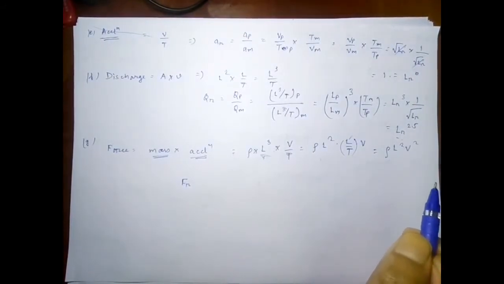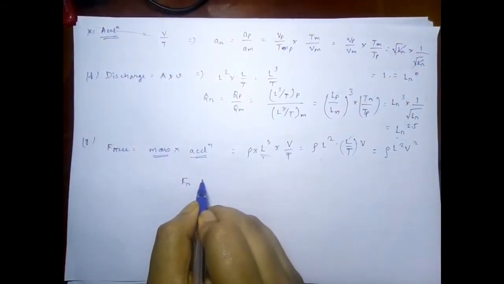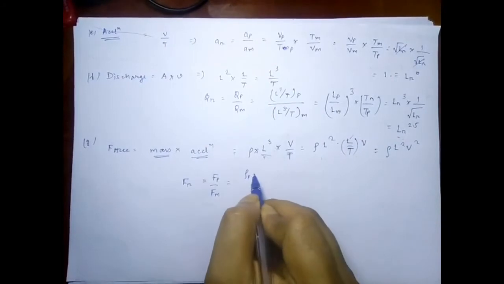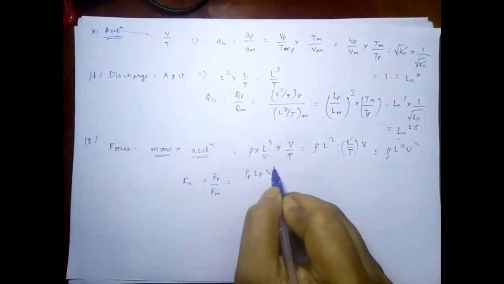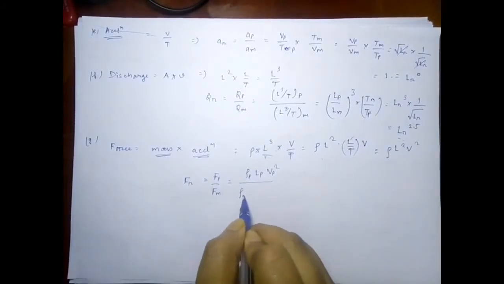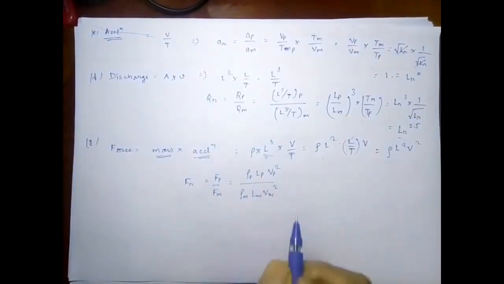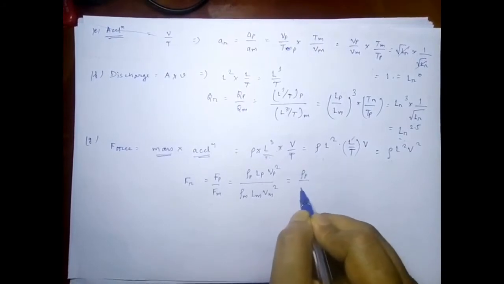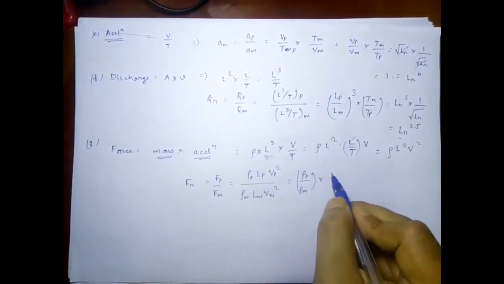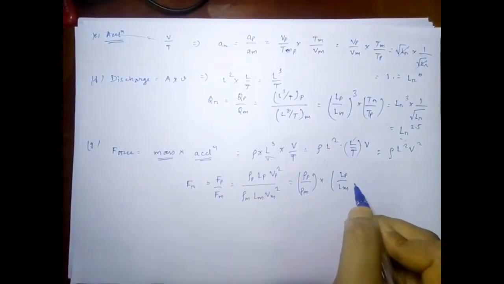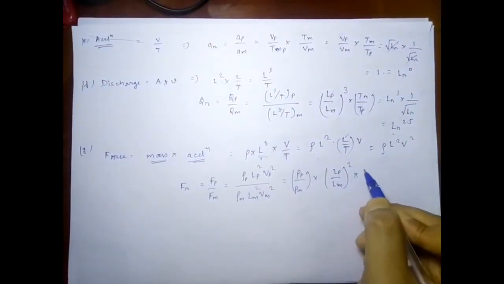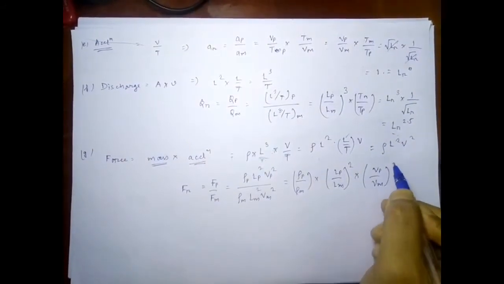So force is rho L square V square, so I can write Fr is equal to Fp upon Fm, and it is equal to rho P Lp square Vp square upon rho M Lm square Vm square, and it is equal to rho P by rho M multiplied by Lp by Lm whole square multiplied by Vp by Vm whole square.